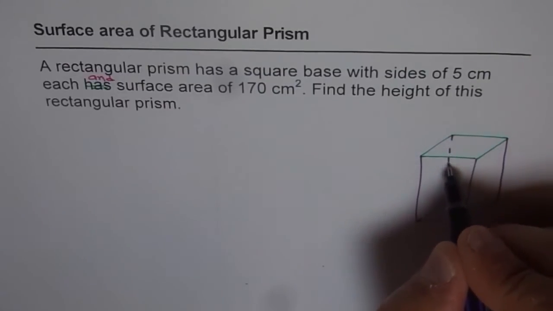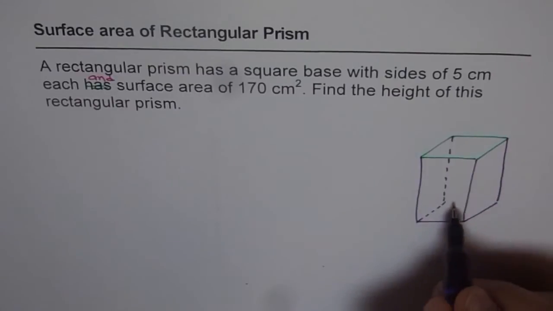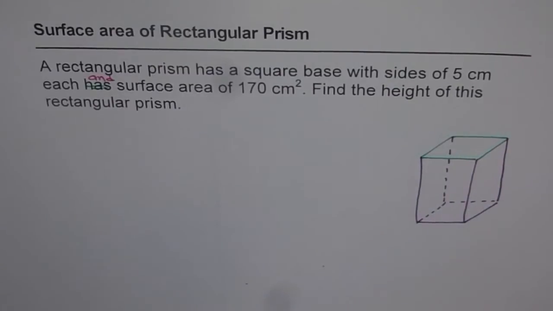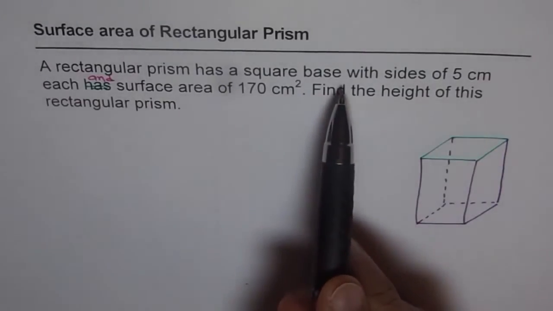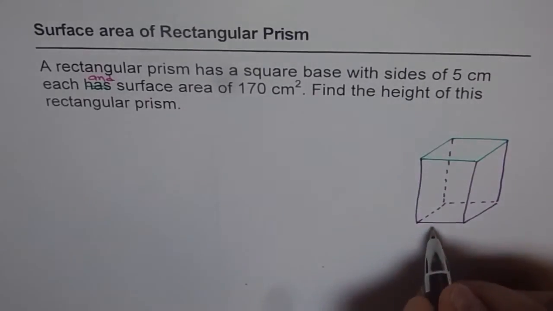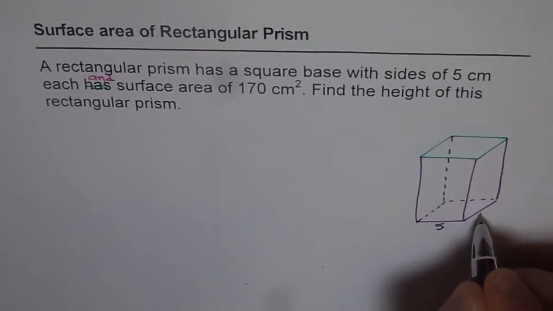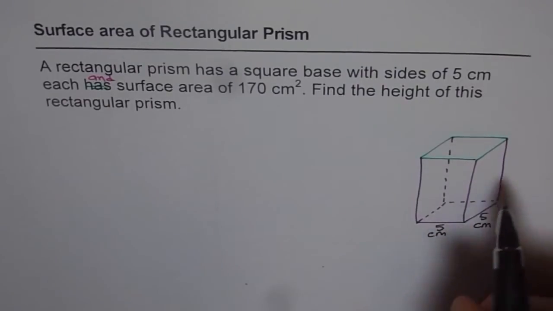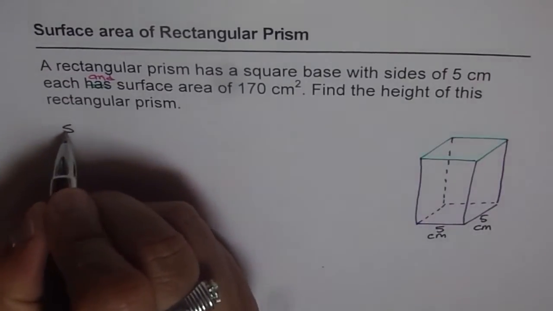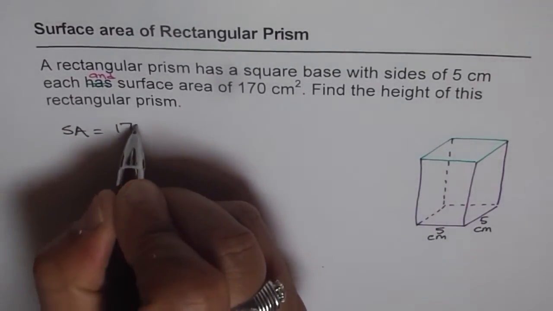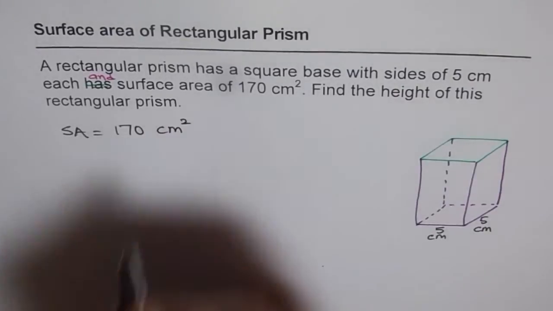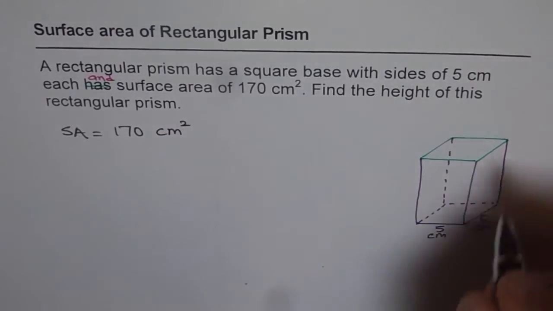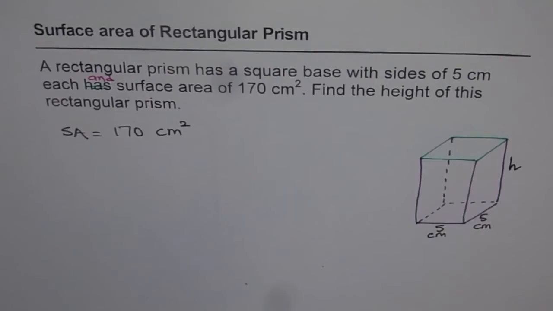So we can draw the perpendicular dotted lines. Those will not be seen from the front. And that looks kind of our prism, right? So let's write down what is given to us. We are given a square base with sides of 5 cm each. So that is the base. This is 5 and this is 5, and all dimensions are in centimeters. And we are given the surface area. So we know surface area is equal to 170 centimeters square. And what we need to find is height. Of course, that is unknown.